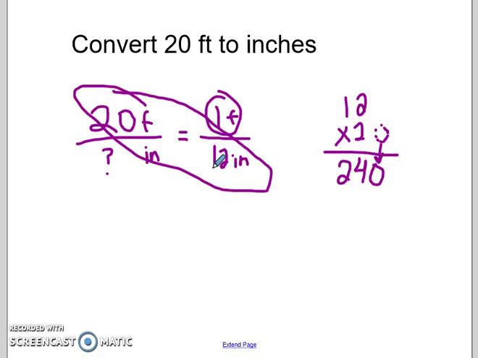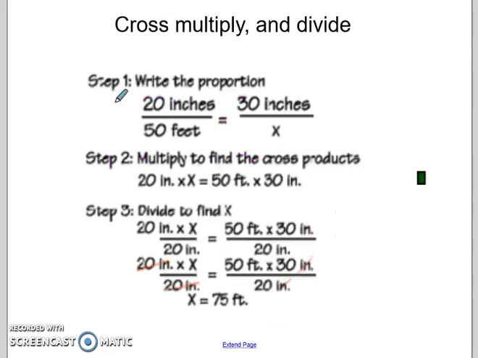So we cross multiply, and now we divide by the number that's left over. 240 divided by 1, well, we know that's just going to be 240. So 20 feet is 240 inches. And that is how we're going to use our conversion rates. Here are our steps for what I just did, called cross multiply and divide. Go ahead and copy down this whole notes page. Like we went over a second ago, step 1 is to first write the proportion. A proportion is 2 rates that are equal to each other.